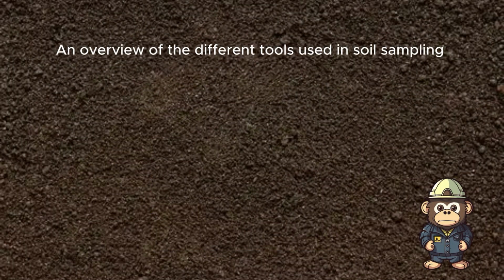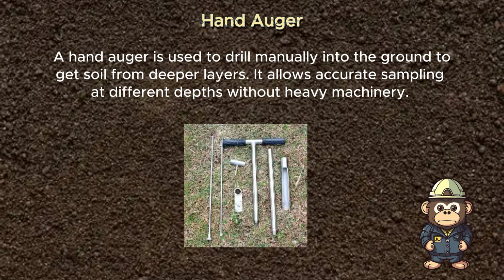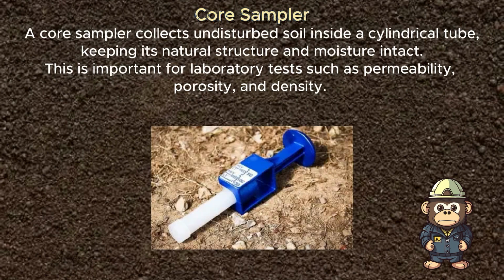An overview of the different tools used in soil sampling. First is the hand auger. A hand auger is used to drill manually into the ground to get soil from deeper layers. It allows accurate sampling at different depths without heavy machinery. Second is the core sampler. A core sampler collects undisturbed soil inside a cylindrical tube, keeping its natural structure and moisture intact. This is important for laboratory tests such as permeability, porosity, and density.